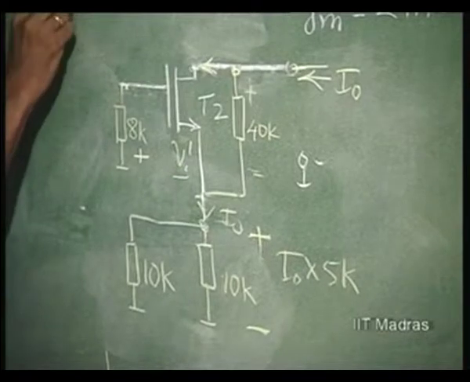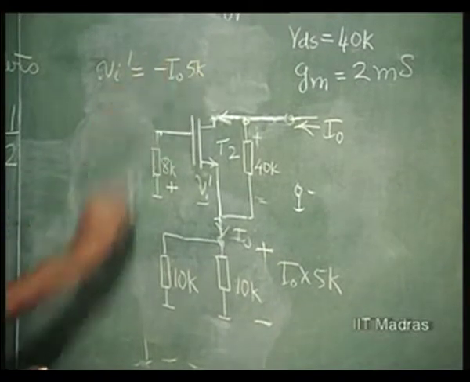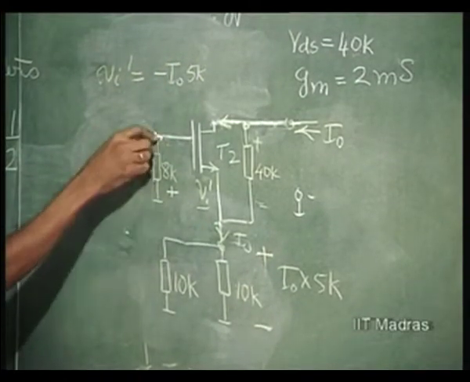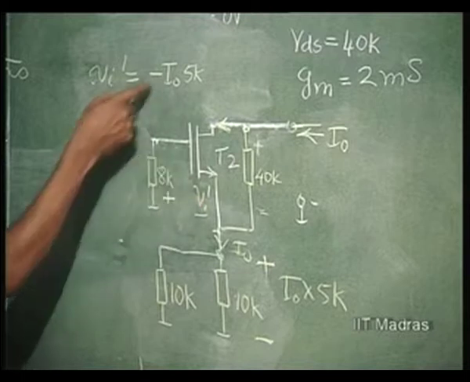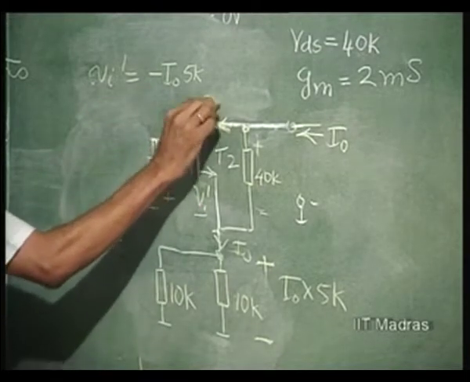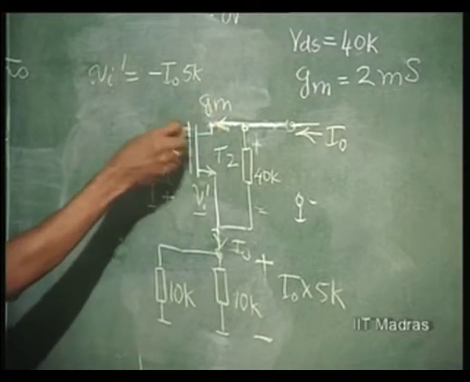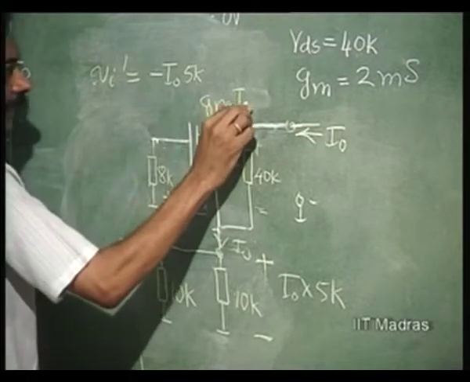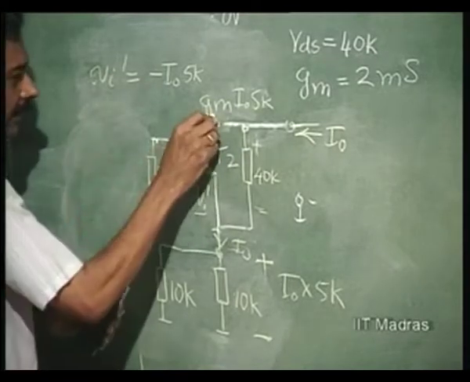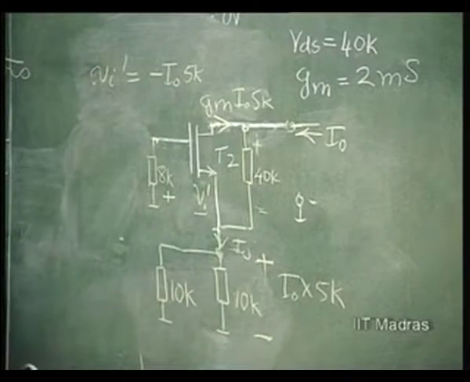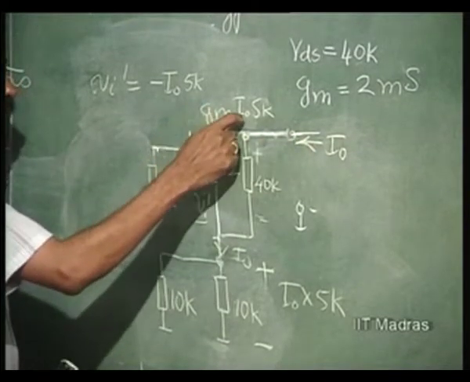So, Vi dash is equal to minus I naught into 5 k. That is because this is at ground potential. So, from here to here, whatever voltage is occurring is appearing as Vi dash, but with negative sign. What it means is Gm times Vi dash, which is this value, will be flowing in this direction. If I say that Gm times I naught times 5 k is flowing, then this direction has to be changed, because that minus says it is in the opposite direction to what we have assumed. In which case I naught is flowing here, Gm times I naught into 5 k is flowing there.